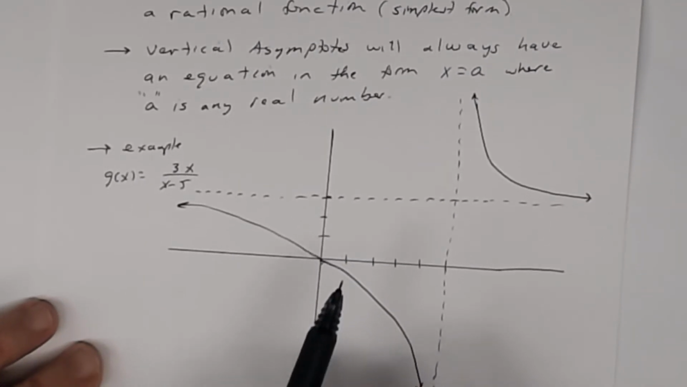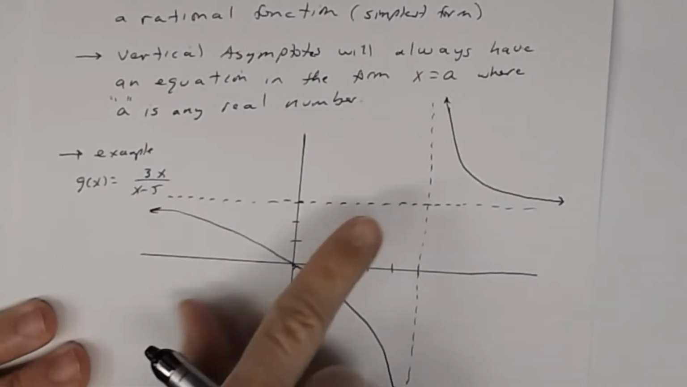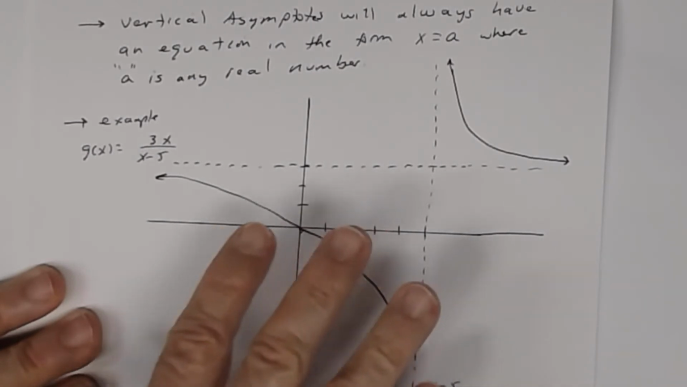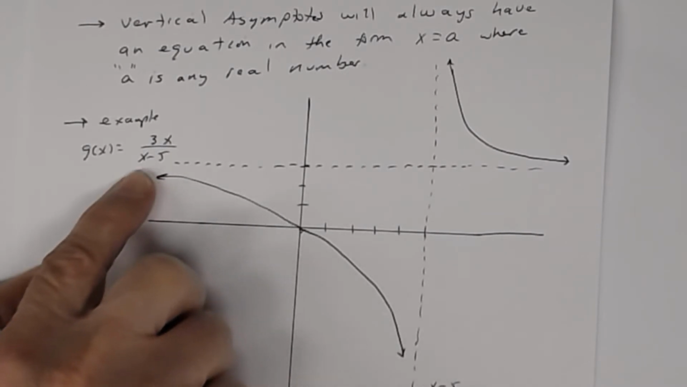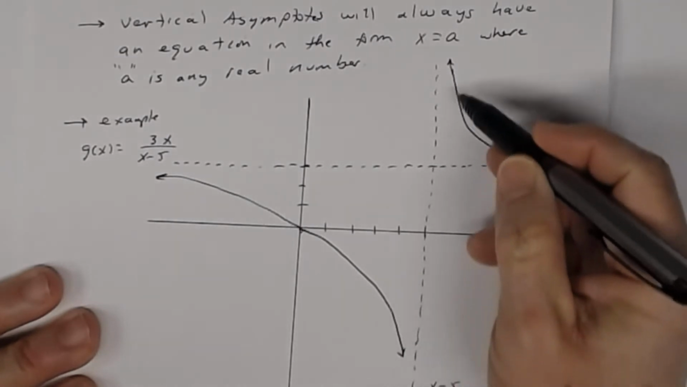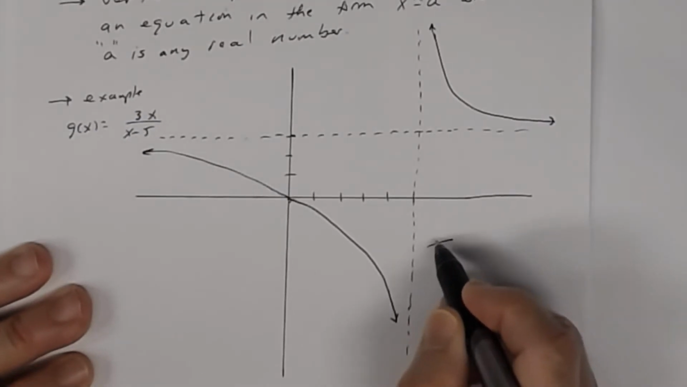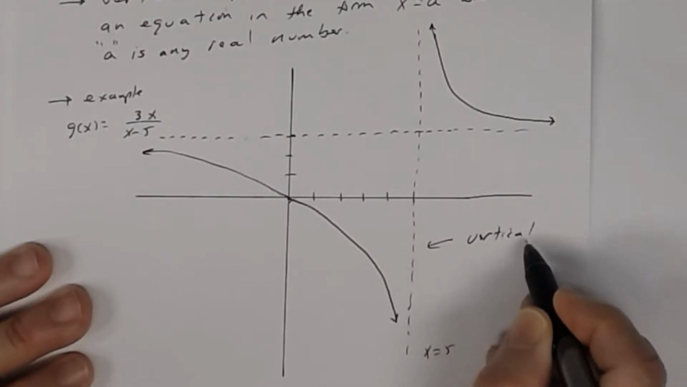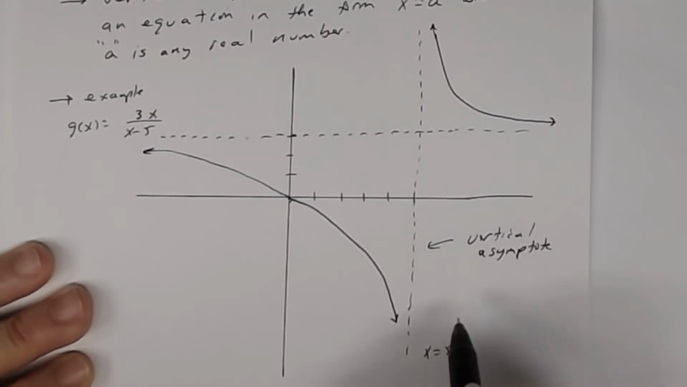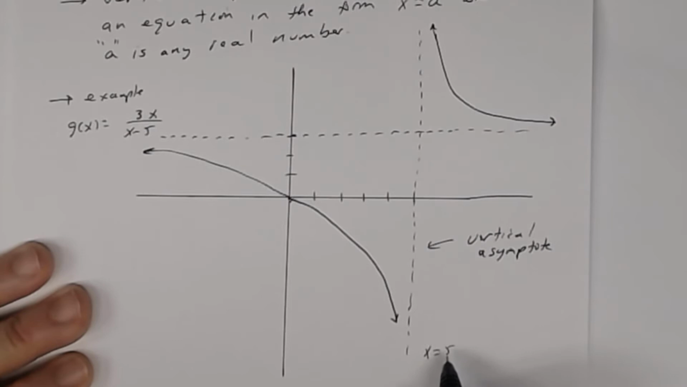All right, now notice what all of this was saying here. Here is a rough sketch. Now you don't know how to do this just yet, but here's a rough sketch of the graph of this rational function, 3x divided by x minus 5. Notice this vertical dotted line right here, that's the vertical asymptote, A-S-Y-M-P-T-O-T-E. Notice that this vertical asymptote occurs at x equal 5. So you see the equation of that line, x equal 5.